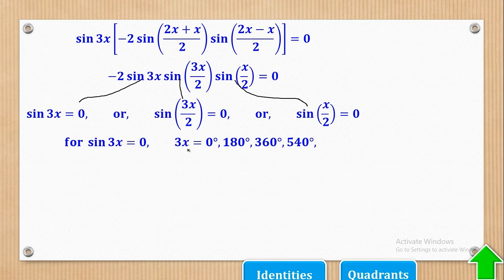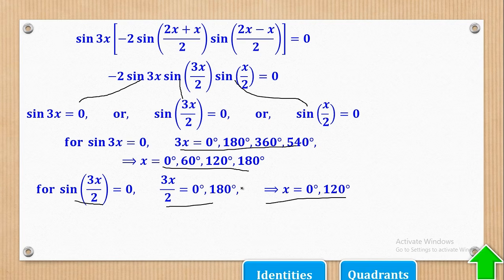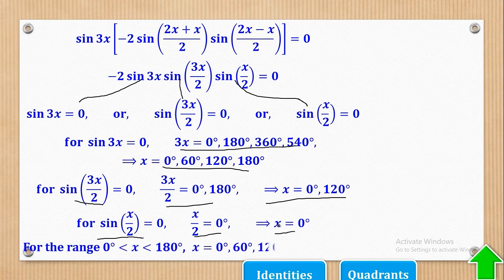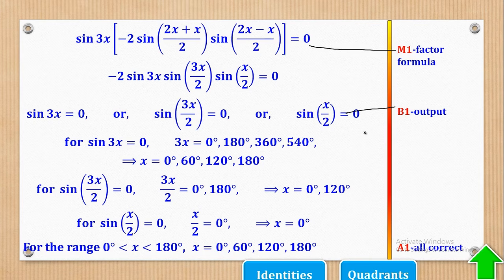Now for sine 3x equal to 0, 3x is that, and therefore x will be that. For sine 3x over 2 equal to 0, that is that, and this will be that. Then for sine x over 2 equal to 0, x over 2 is that, and therefore x is that. Therefore, the values of x are these ones. So M1 for factor formula, B1 for this output, A1 for all these angles correct.